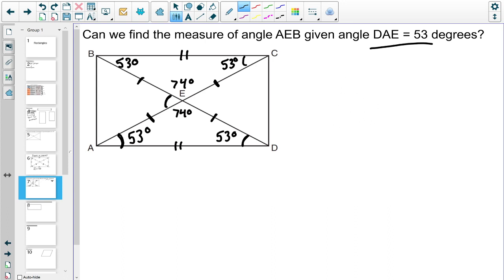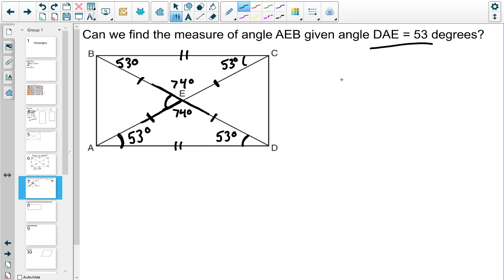So what are supplementary angles? Supplementary angles are two angles that add up to 180 degrees. So right here, this line right through here, that's a straight line that is broken off into an angle by this line. So we know that 74 degrees and whatever AEB is equal to are going to add up to 180 degrees.